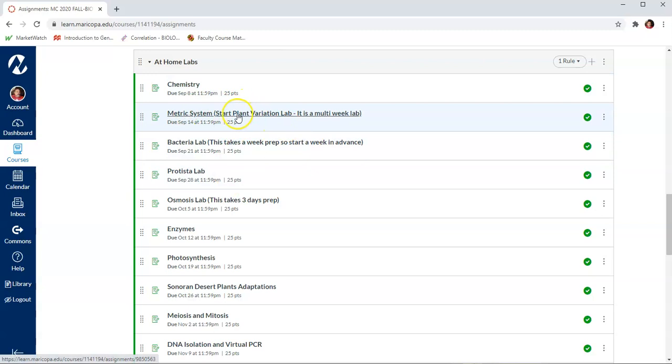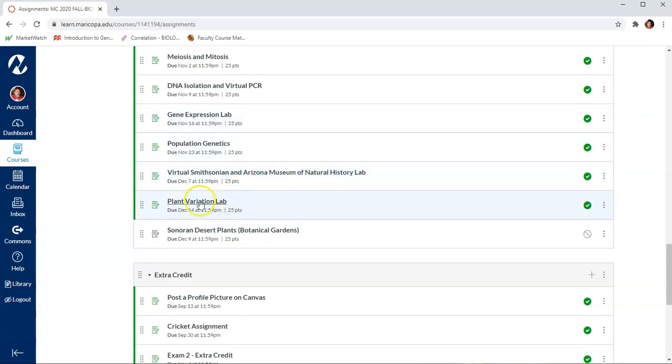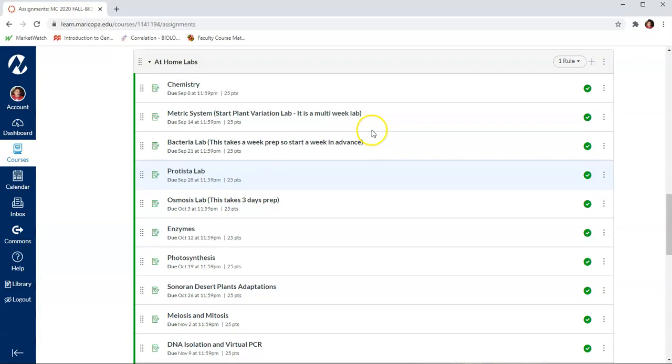Some of these labs require advanced prep, like the plant variation lab. You're going to plant some plants, they're going to grow, and that's going to take a couple weeks. Then you're going to take the seeds out of those plants and plant them again. It's a genetics experiment, and those are going to take a couple weeks to grow. So the whole lab itself takes about 6 weeks. You're going to need to start that lab on September 14th to get all your data to submit it by December 14th. So that's when that's due.